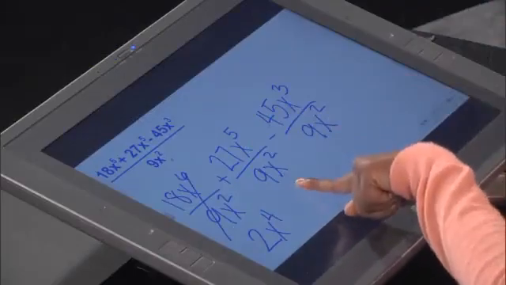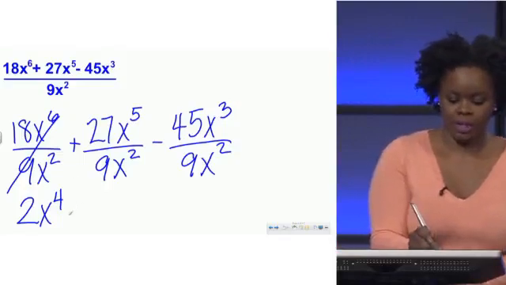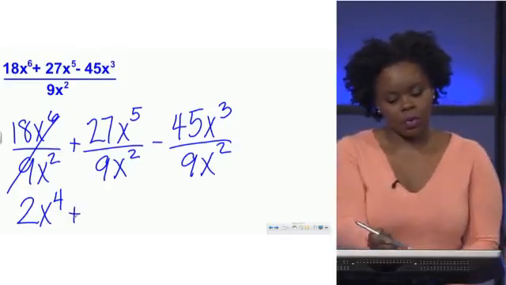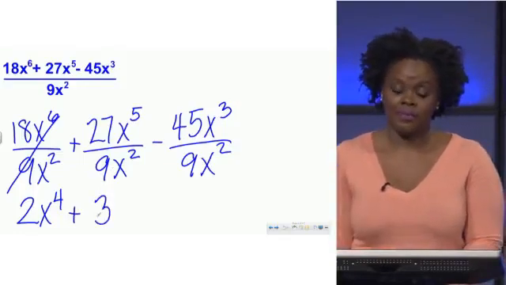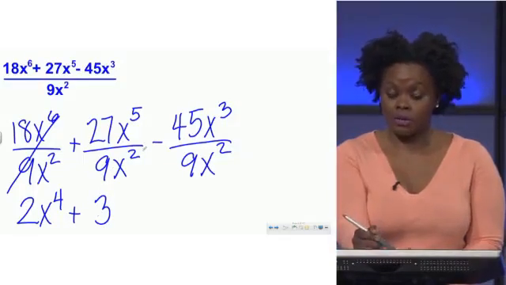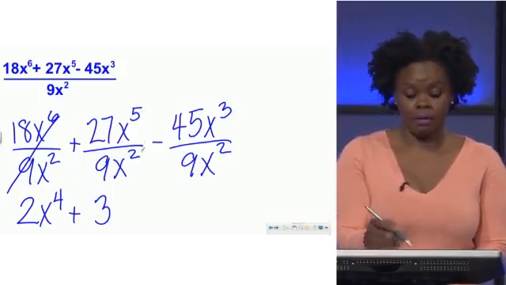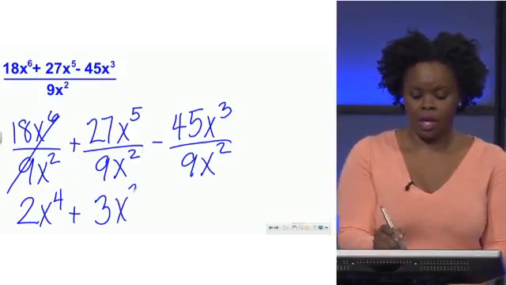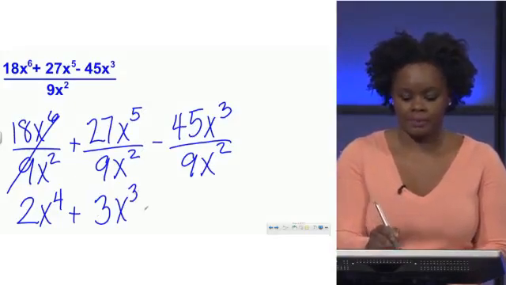Let's look at the middle bit. Look at our coefficients. I'm going to go ahead and bring the plus sign down. 27 divided by 9, that's 3. And then as far as our exponents go, what are we going to do? Subtract. So 5 minus 2, that's 3. So this part's going to be x cubed. Okay?